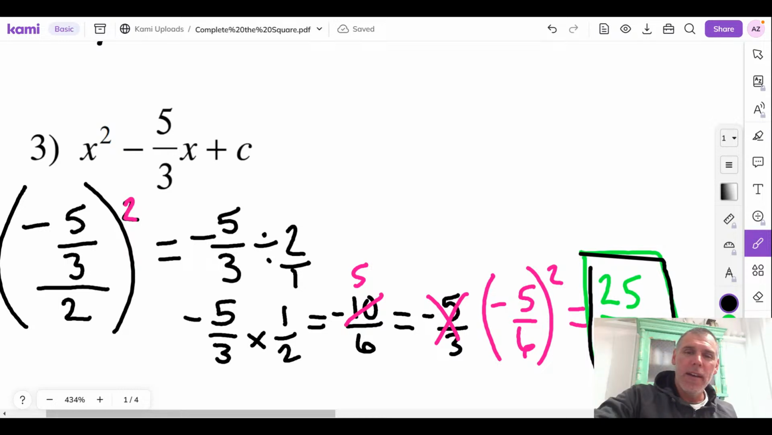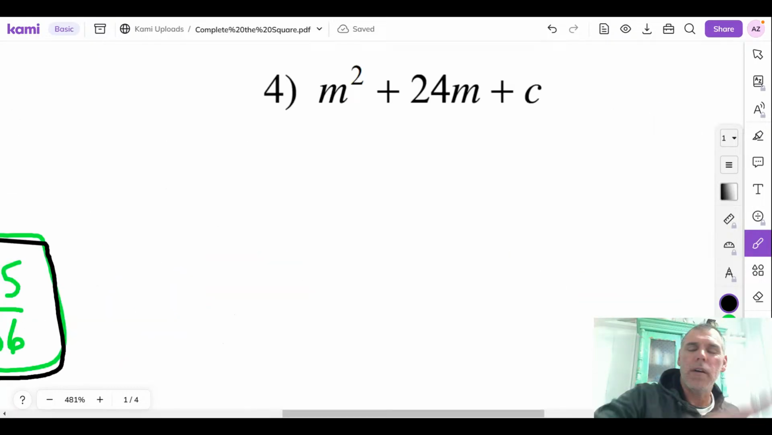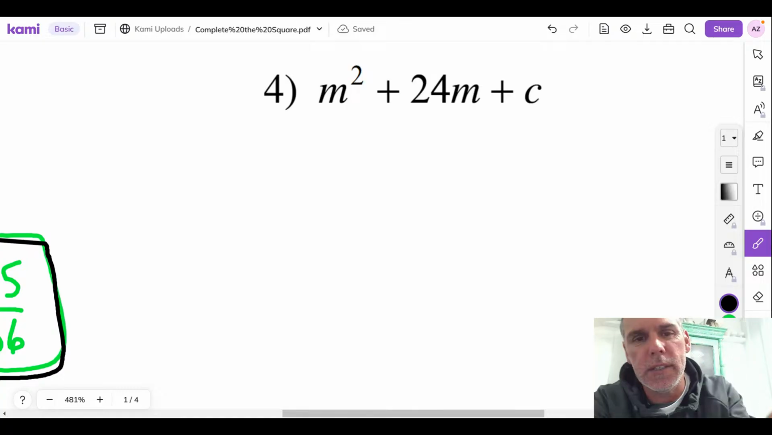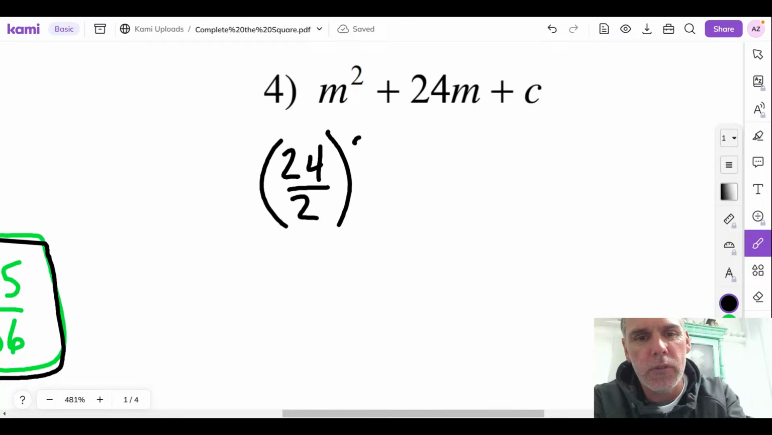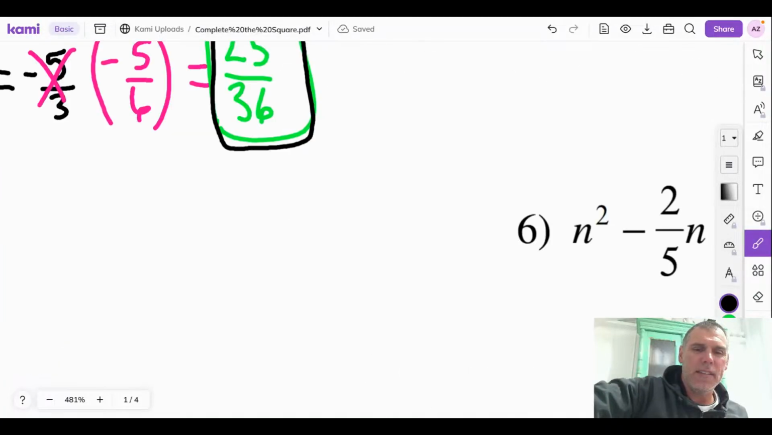Okay. Let's go into this one. Oh, I already know what it is. You take 24 and divide by 2, and then you square it. Well, what's 24 divided by 2? That's going to be easy. 24 divided by 2, and then you square it. That's 12 squared, which is 144. See, finding C is easy, easy.